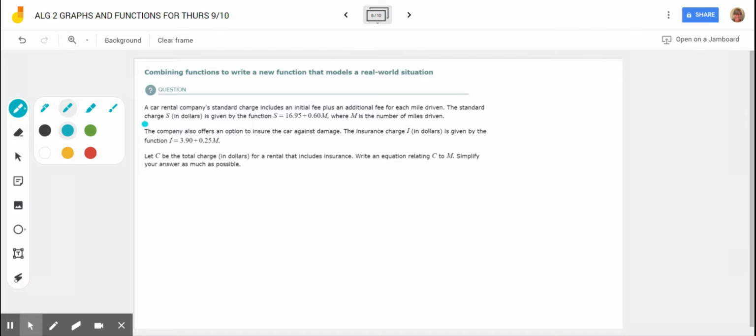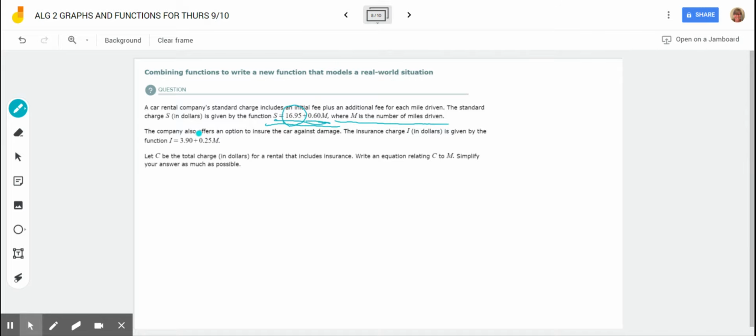The standard charge S in dollars is given by the function. So take a look. They're giving you an actual function. They didn't even make you figure it out, because they basically want you to know what the equation is telling you. This is telling you that you started at $16.95, and for every additional mile, they charge you 60 cents.